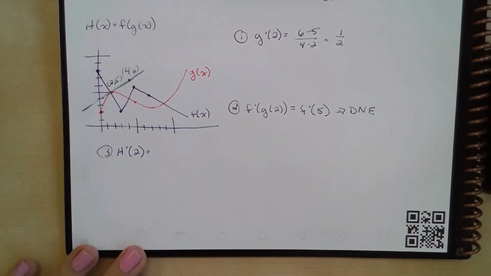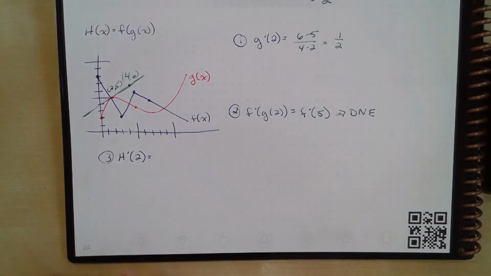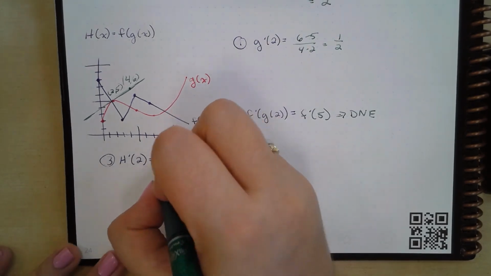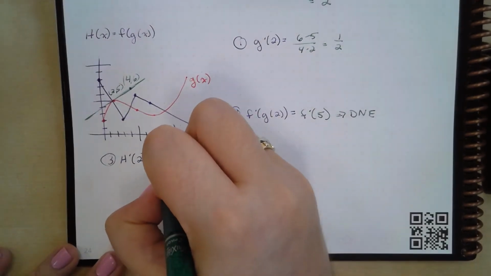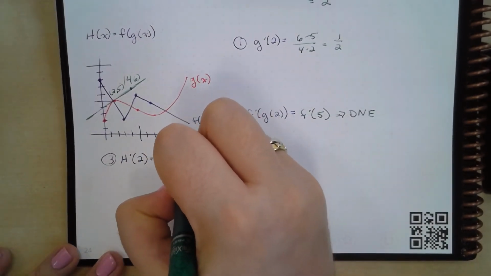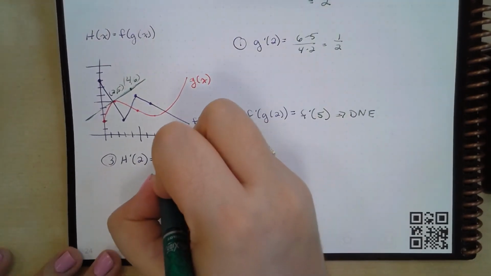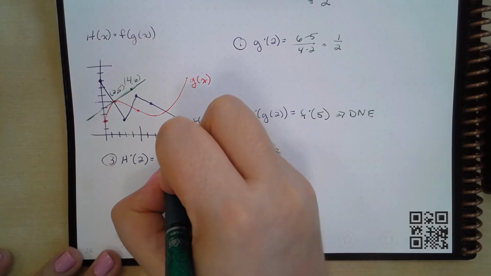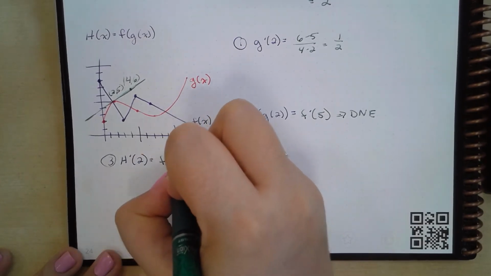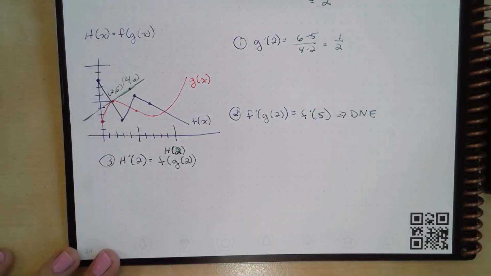Okay, and finally, let's look at this last one here. H prime of 2. Well, h prime of 2 is going to be equal to... I'm sorry, I should say this is h of x, or of 2. I'm going to pause this for a moment.